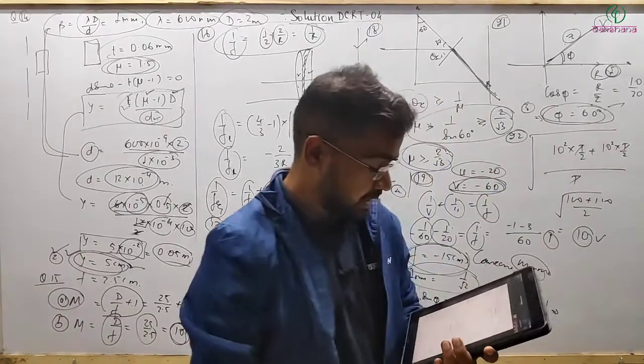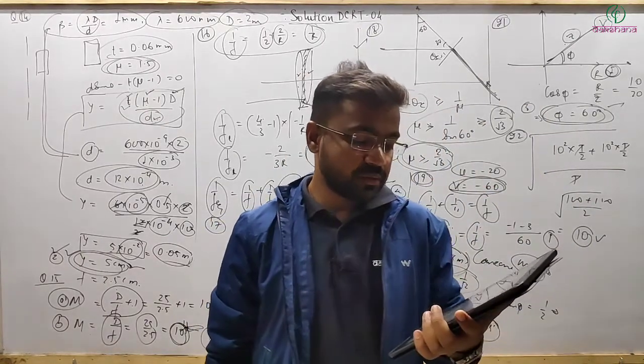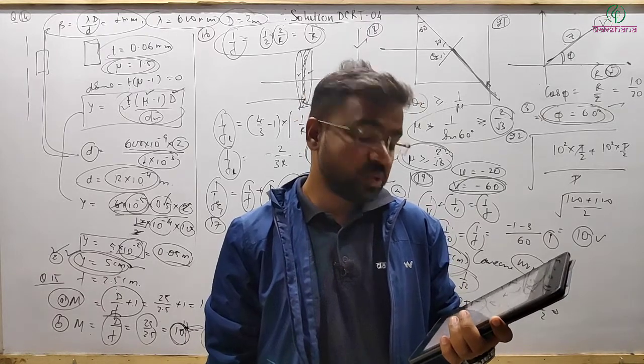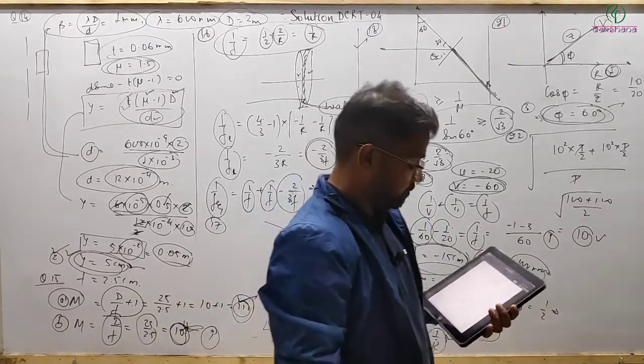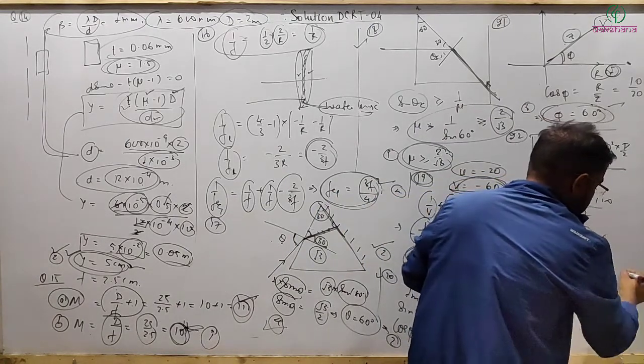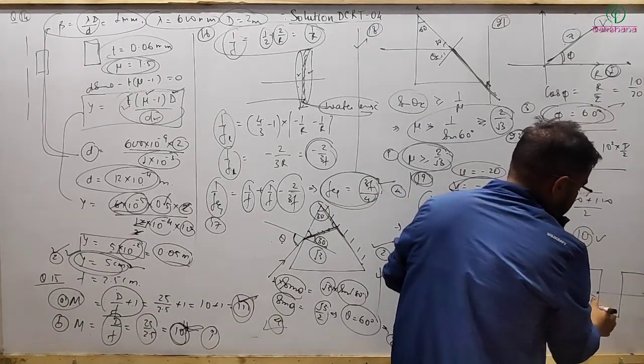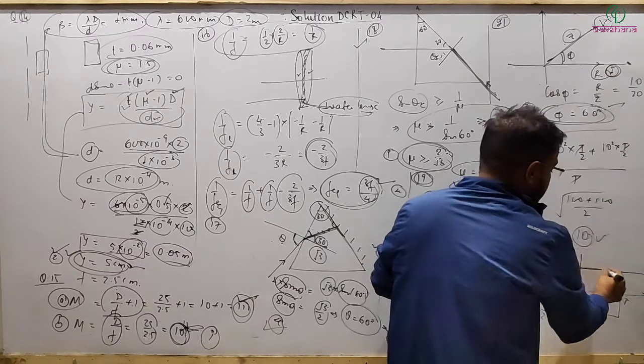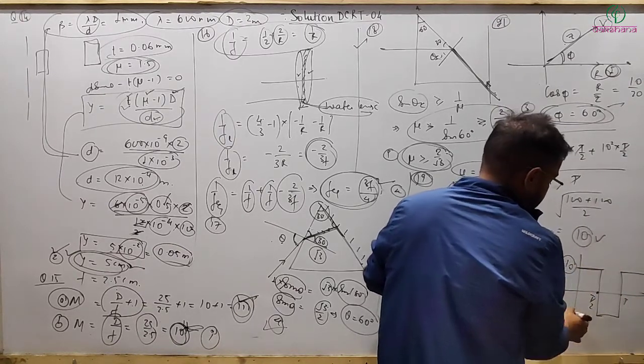Next, question number 22. The RMS voltage of the waveform shown in the figure. So for the waveform that is given, let's take this as t by 2, and this as t. The magnitude here is +10, and here it is -10.